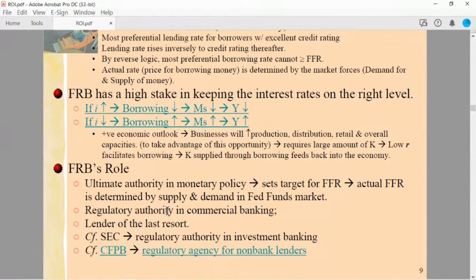And then the central bank is also a regulatory authority in commercial banking, right? And the lender of the last resort. That means when commercial banks cannot borrow from each other, they will have to come to the Federal Reserve, right? But here, borrowing from the Federal Reserve is a kind of metaphor.